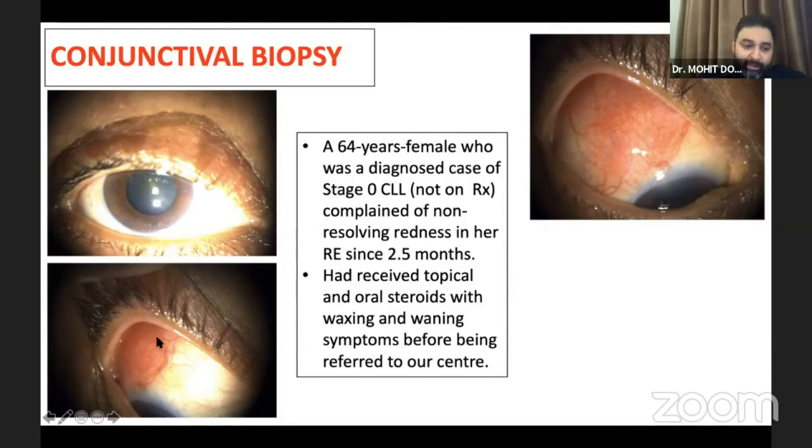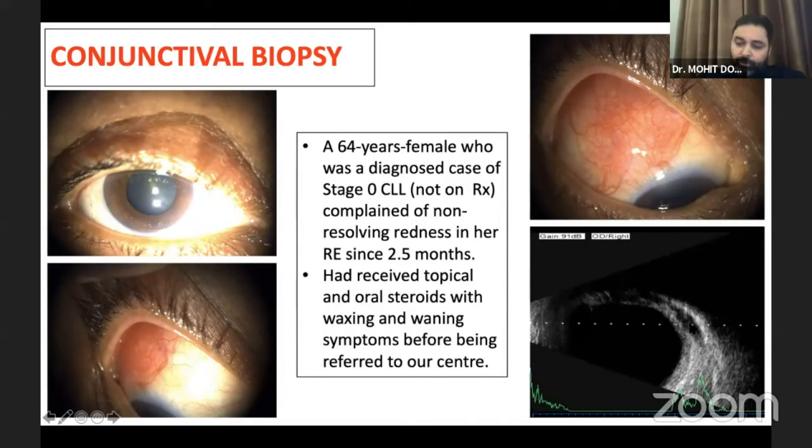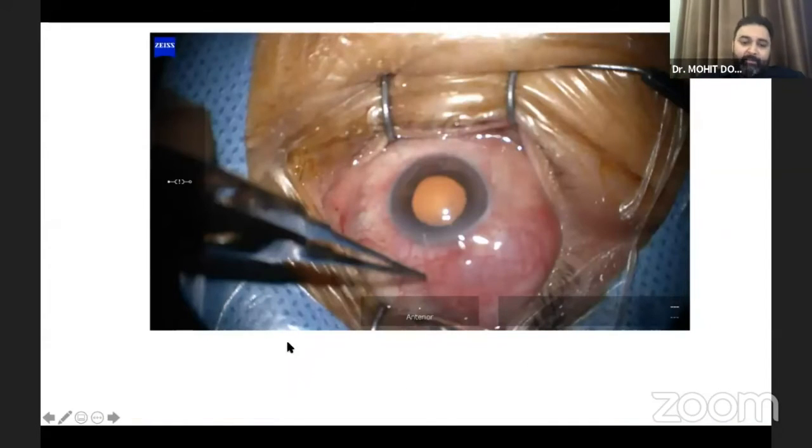The anterior segment was fine. That's what she had, like a localized patch there. The ultrasound showed an epibulbar extension posteriorly. That is the upper temporal scan, and you can see that the eye was quiet, but there was an epibulbar hypoechoic extension there. And so this is what we did.